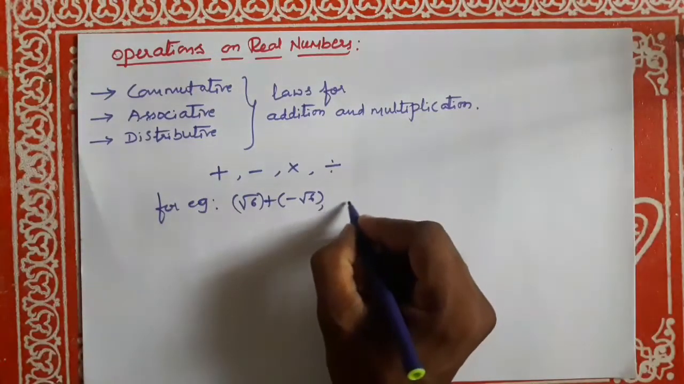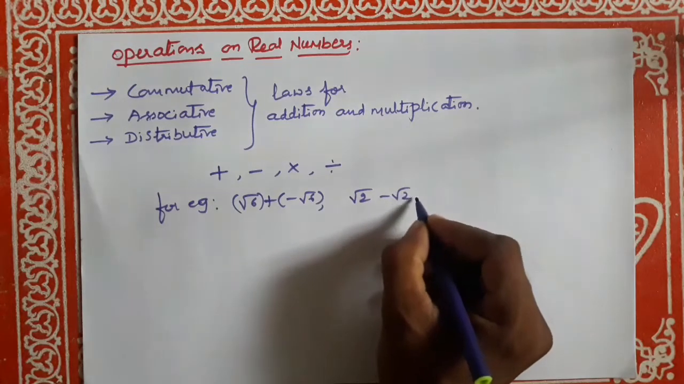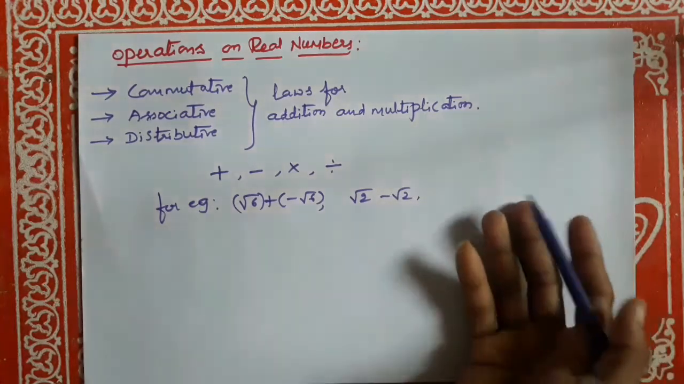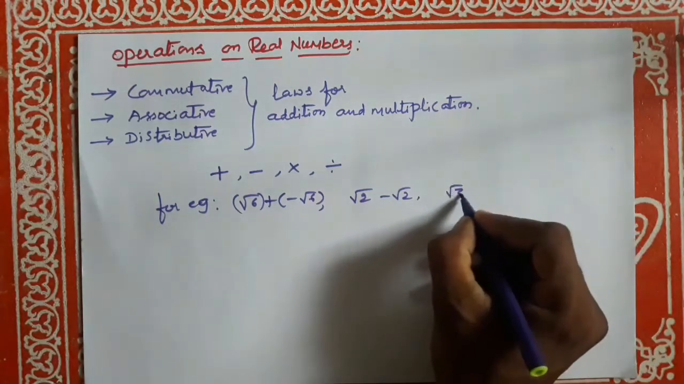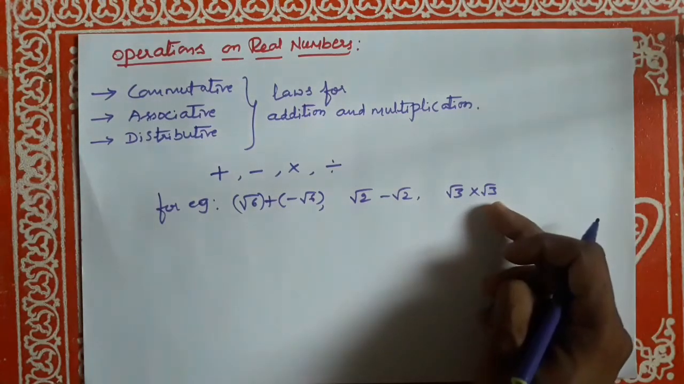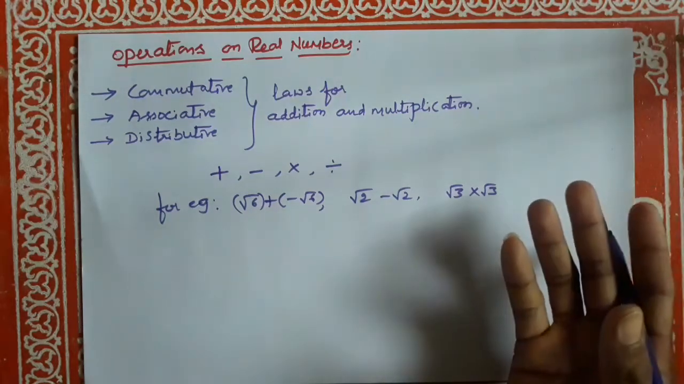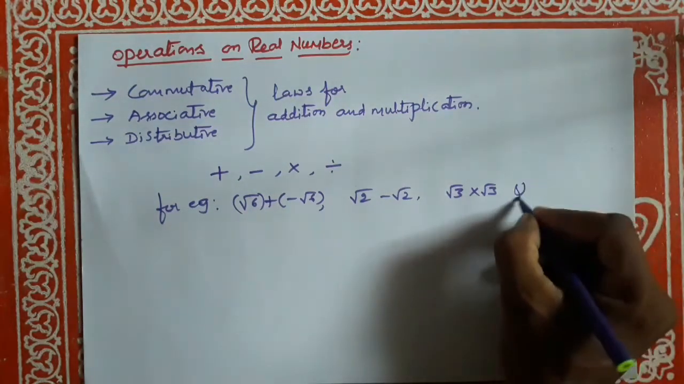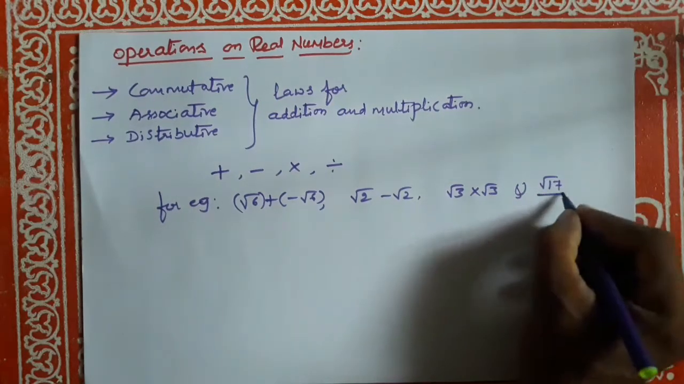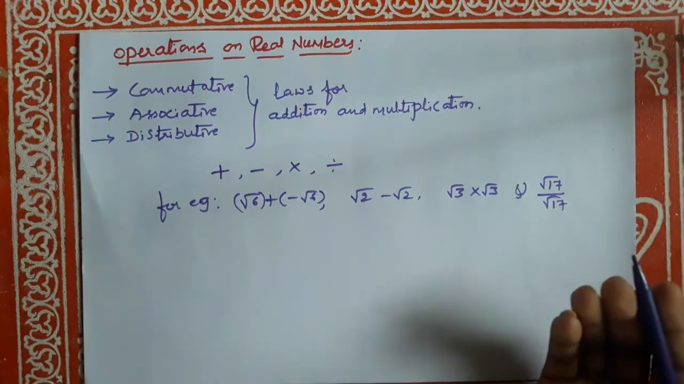And one more example, root 2 minus root 2. Here also we will get a rational number only. And for example, root 3 into root 3: the roots will get cancelled, therefore the remaining is 3. 3 is a rational number. And one more example, root 17 divided by root 17, we will get 1. That is also a rational number.